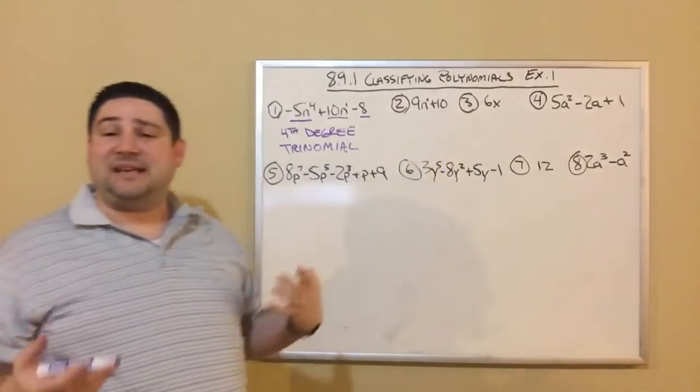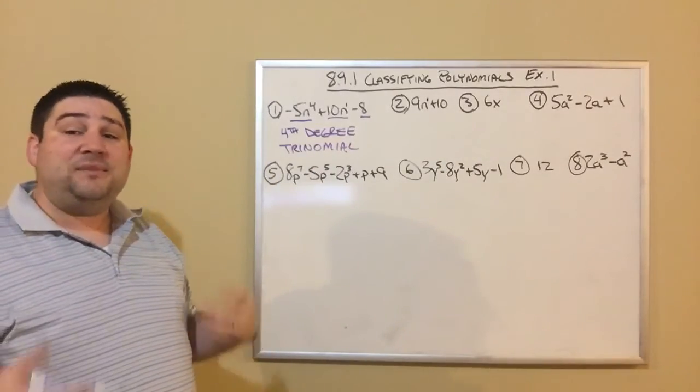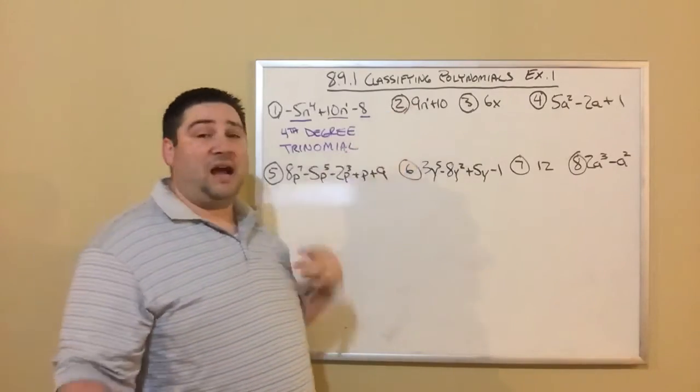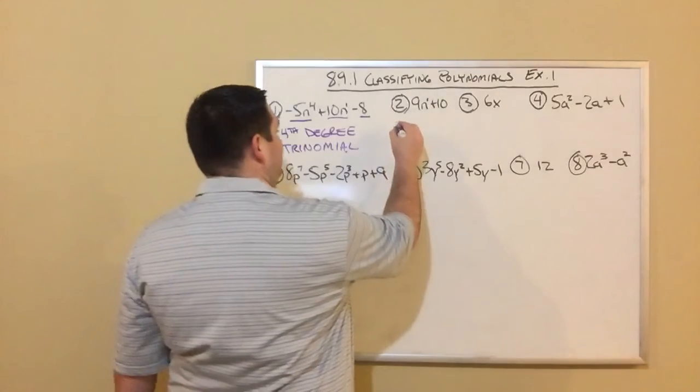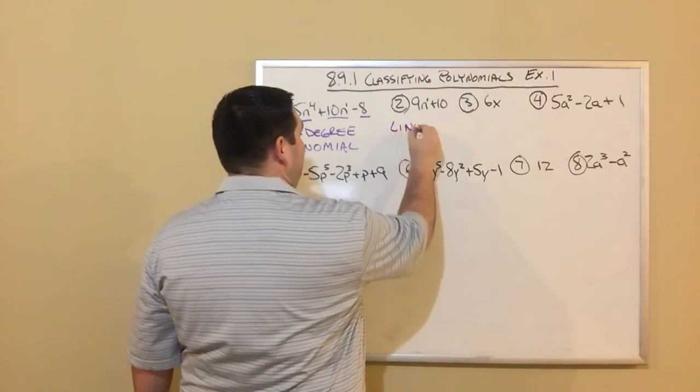Plus 10, I look at 10, there's no exponent at all. So that means there's a degree of 0. What number is higher? 1 is higher. So this is first degree. And if you look at the chart, first degree is called linear. So this is a linear.